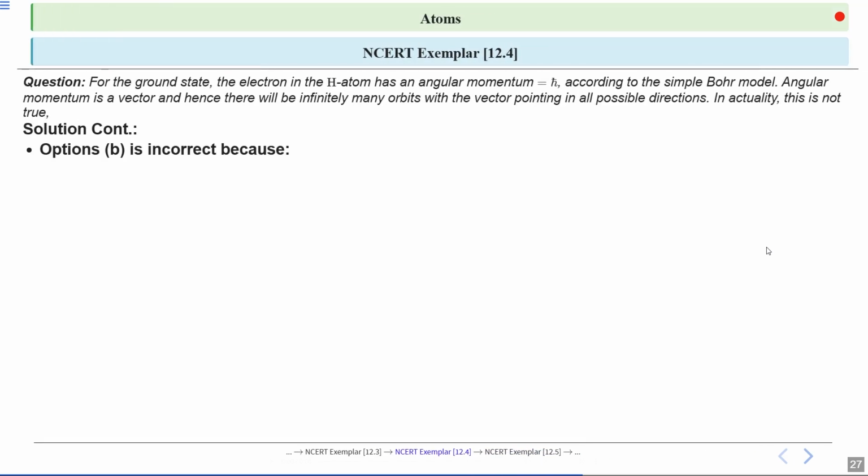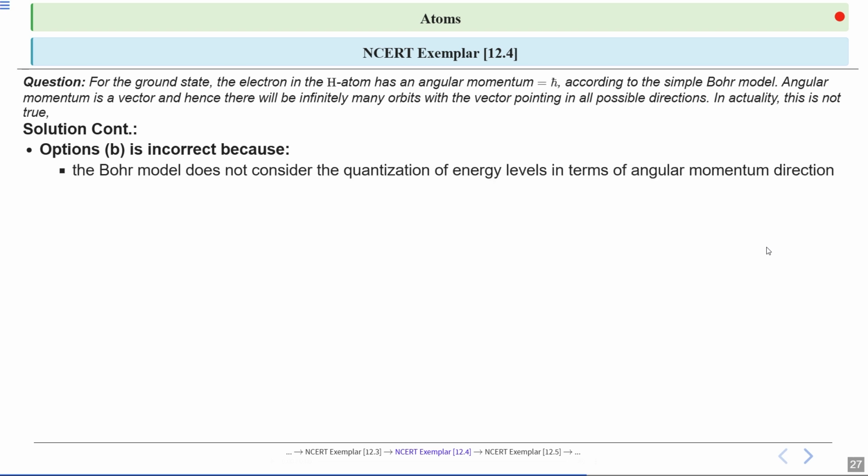Now let's focus on why option B is incorrect. The Bohr model doesn't actually account for the direction of angular momentum when it comes to quantizing the energy levels. Notice here that the Bohr model ignores the fact that in quantum mechanics the direction of angular momentum is also quantized. In the Bohr model, only the size of the angular momentum is fixed, not its direction. This means it can't explain why we don't see electrons orbiting in all possible directions.